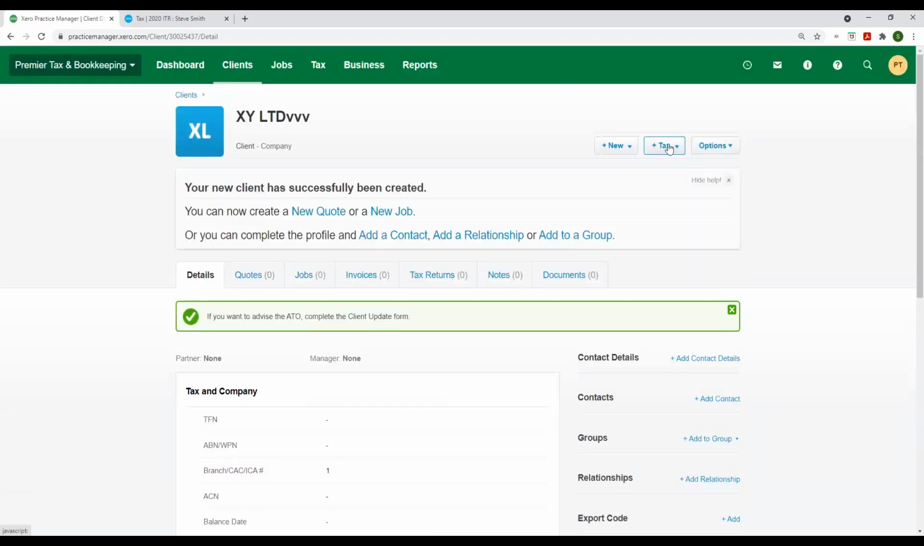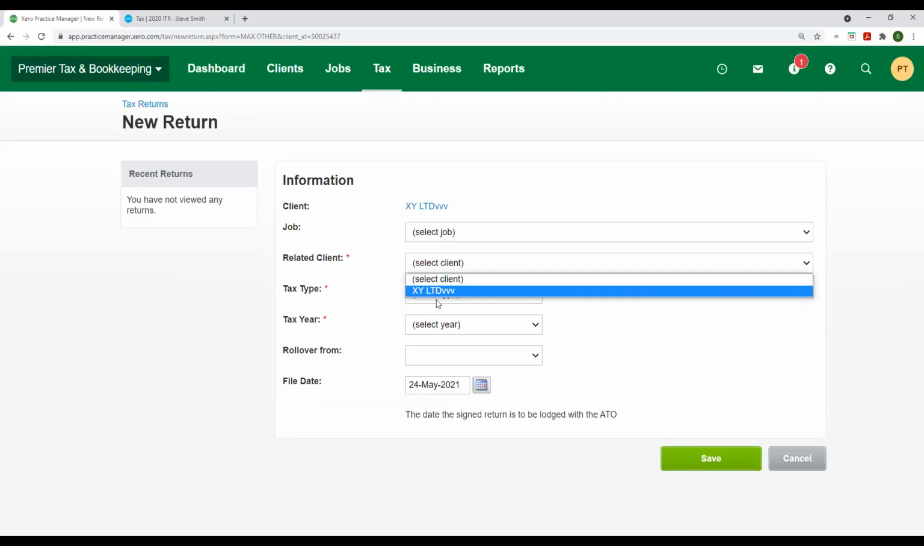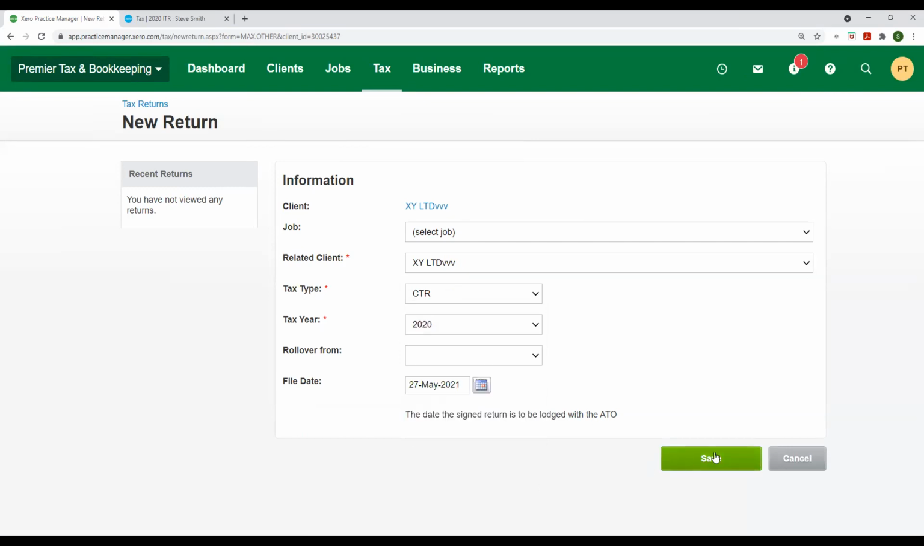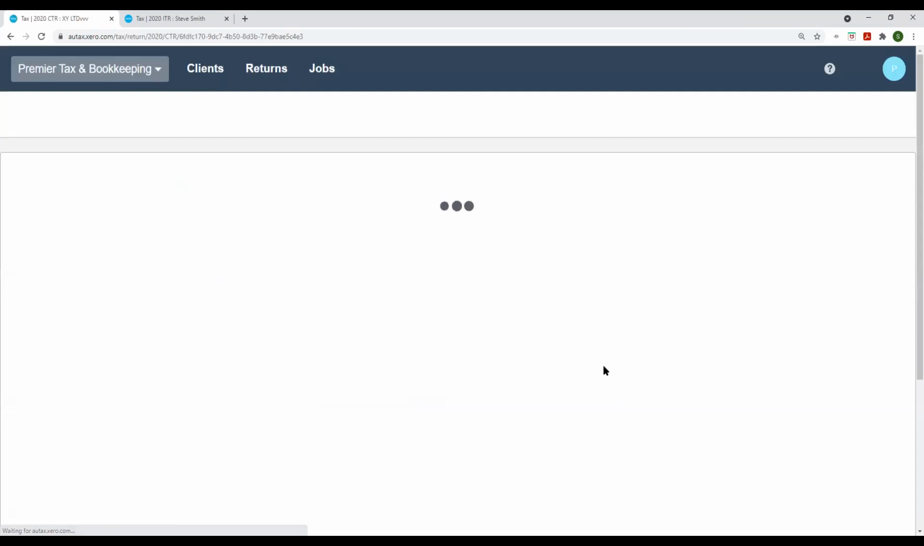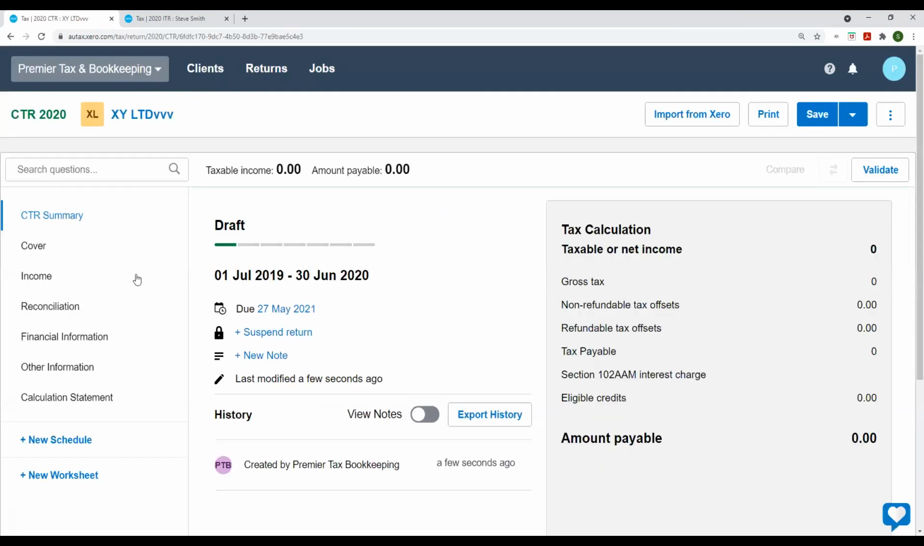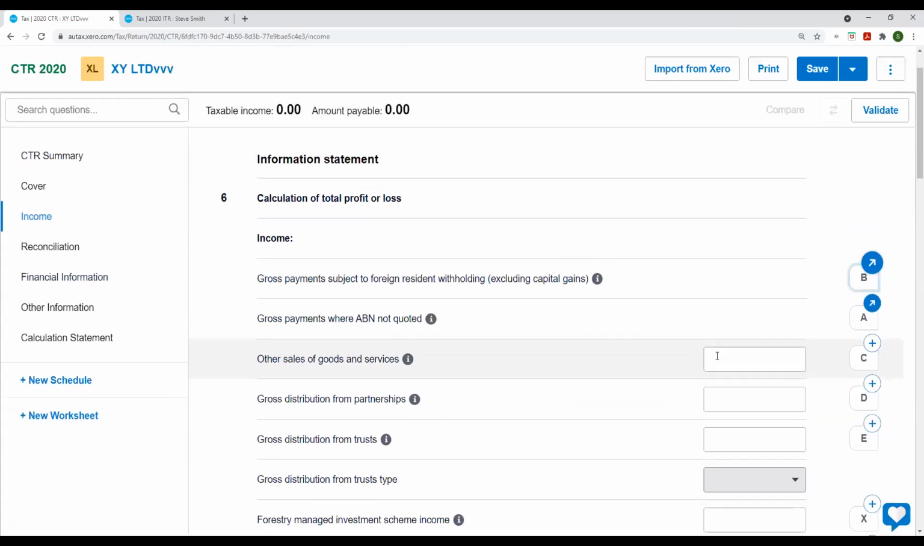And now you are going to create the tax return. So company tax return, called CTR. Company tax return 2020. You click that 2020 tax return. Now it'll come up. Yes, that's our tax return. I'll put some income in first.